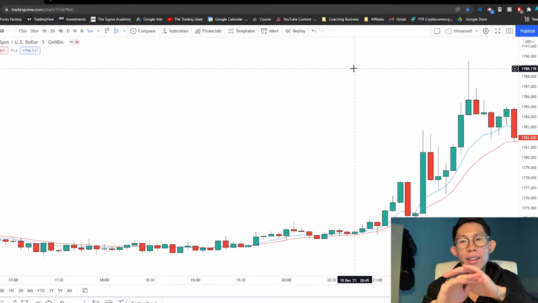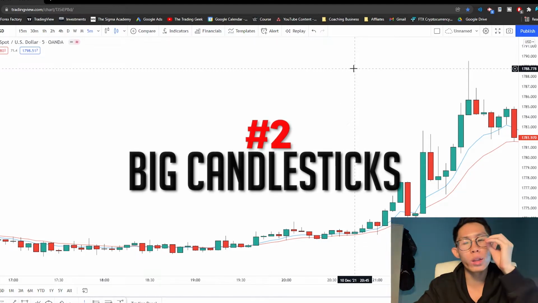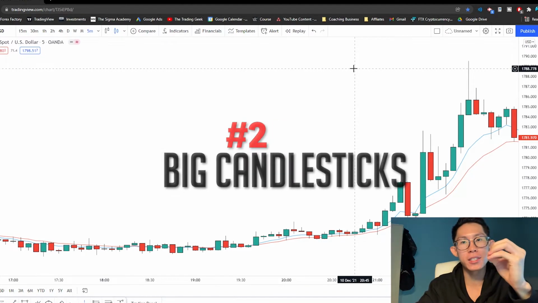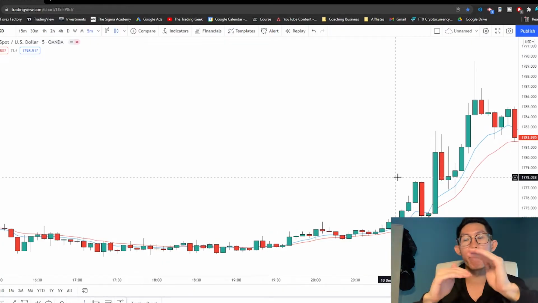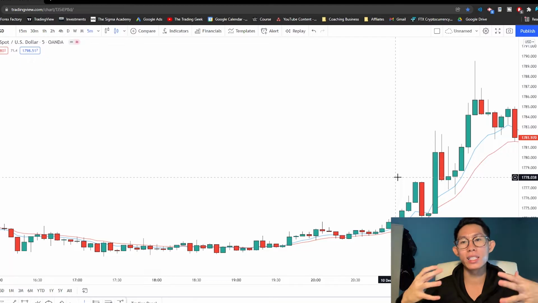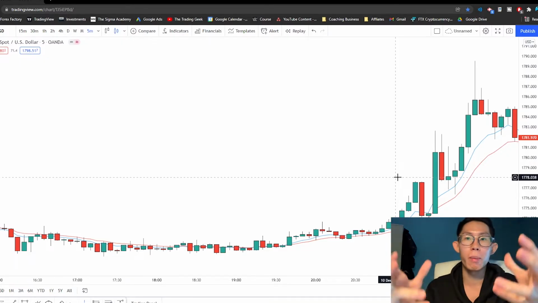The key to this entire strategy is big fat candlesticks. You want to look for these big fat candlesticks and then you get in, alright? The bigger the candlesticks, the better, because that means there is a lot of pressure, a lot of selling or buying pressure in the market.